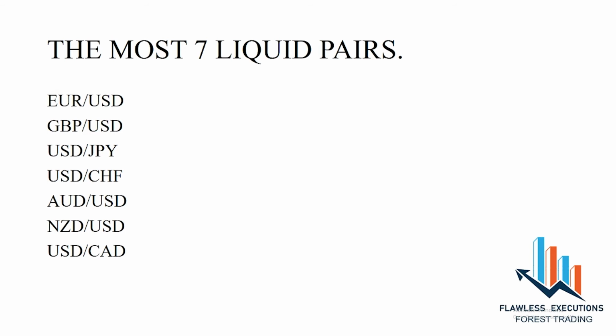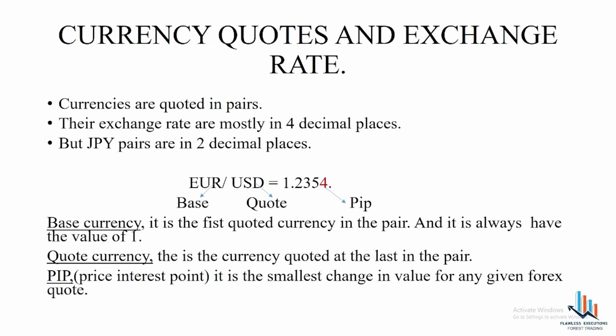And the seven liquid pairs are the major currencies being paired with the US dollar. These are not the only pairs that we trade in forex. I also trade the major currencies paired with each other. So these are some of the seven liquid pairs. And next, currency quotes and exchange rate.